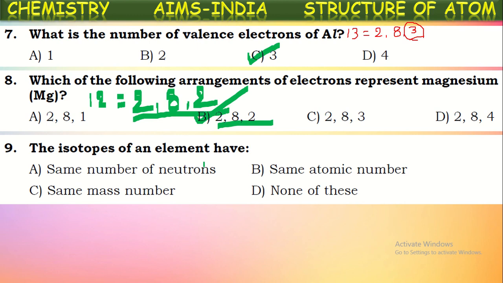So the isotopes of an element will have the same atomic number, that means the same number of protons, which is mentioned here. The isotopes of an element have the same atomic number.